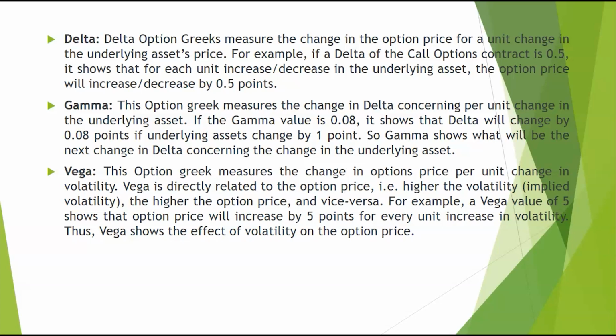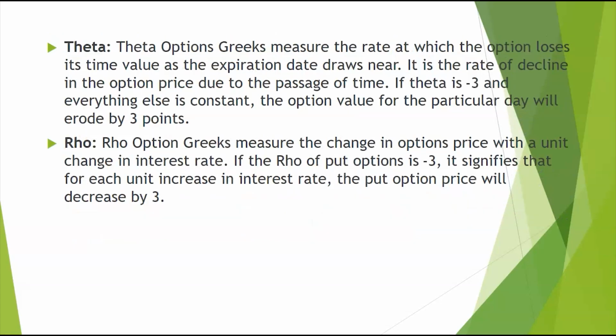Vega. This option Greek measures the change in option price per unit change in volatility. Vega is directly related to the option price, that is, the higher the volatility or implied volatility, the higher the option price, and vice versa. For example, a Vega value of 5 shows that the option price will increase by 5 points for every unit increase in volatility. Thus, Vega shows the effect of volatility on the option price.